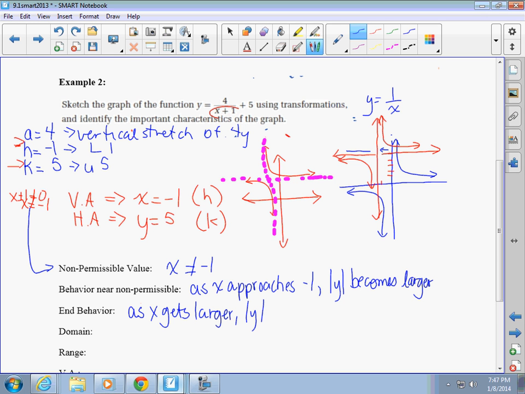And then if I look at it on this side, as my x is getting larger this way, it gets close to 5, but it doesn't touch it. So as I'm going this way, my x's are getting larger. My y's are going down, down, down to that 5 value here, but not touching it.